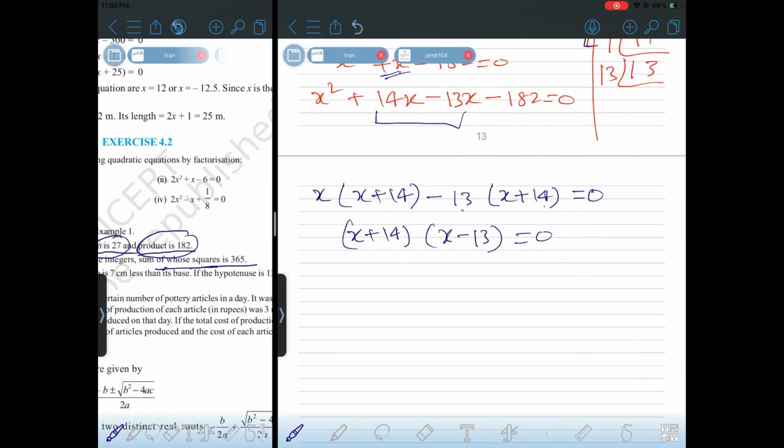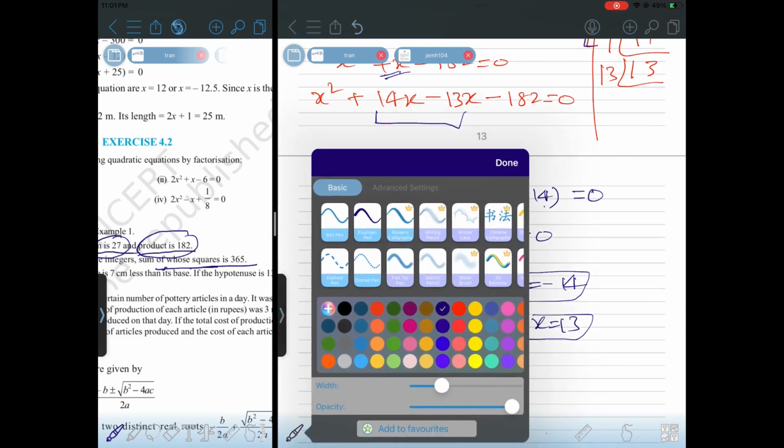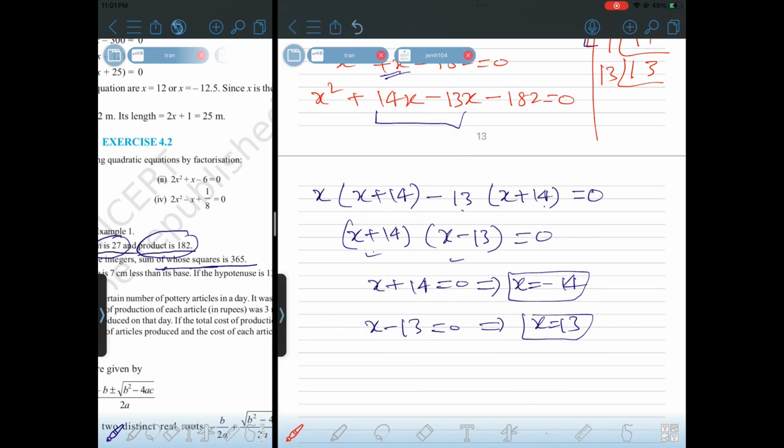So either of these terms is 0. x plus 14 is equal to 0 implies x equals minus 14. Then x minus 13 is equal to 0, which means x equals 13. So we have got two numbers: minus 14 and plus 13.